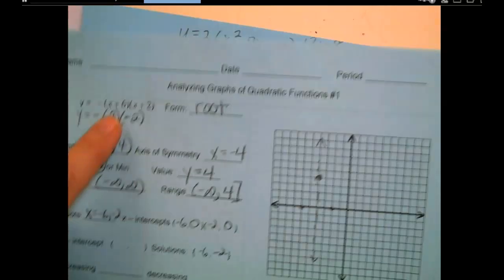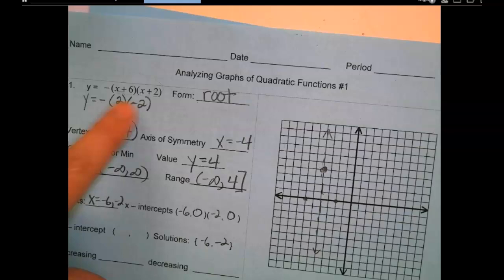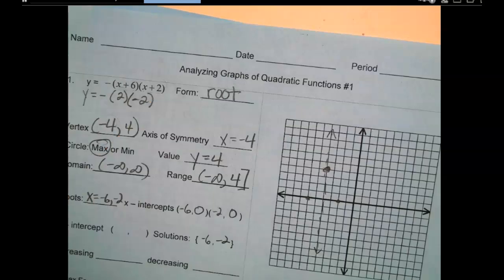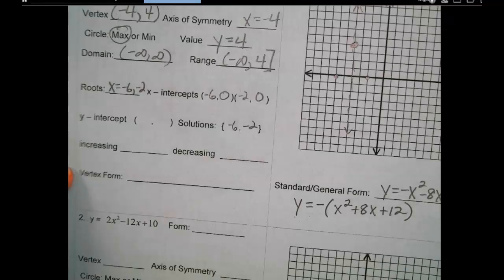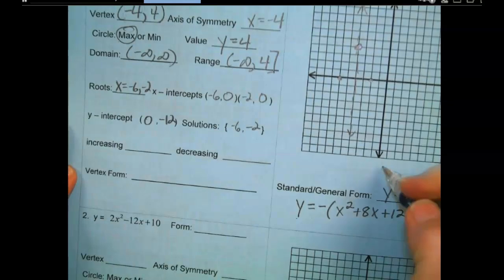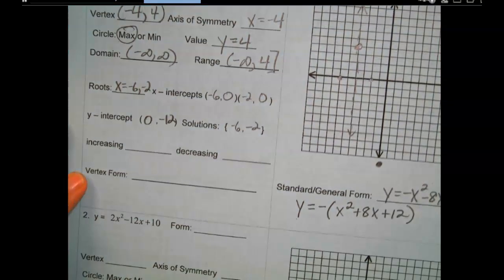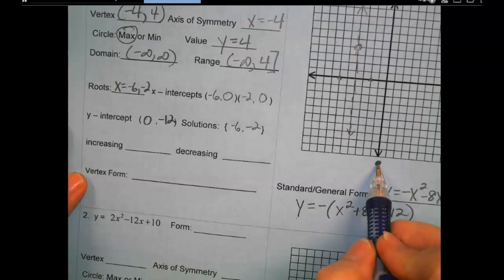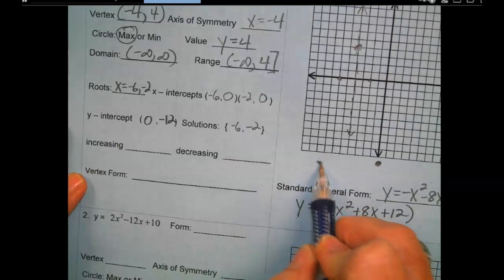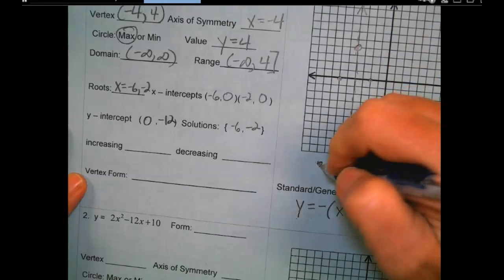So all I did, I multiplied this out at the top. I just multiplied. X times x is x squared. 6x plus 2x gave me 8x. 6 times 2 gave me 12. I distributed the negative. And so now what is my y-intercept? So I get 0, negative 12. So it's down here, correct? And if I get a dot on this side, I should be able to get a dot on this side as well, here. And so that's going to give me my parabola.